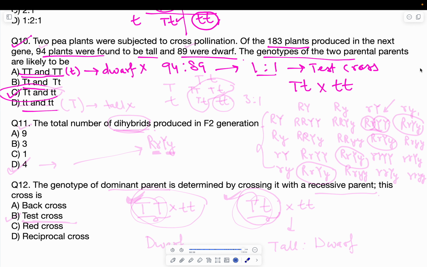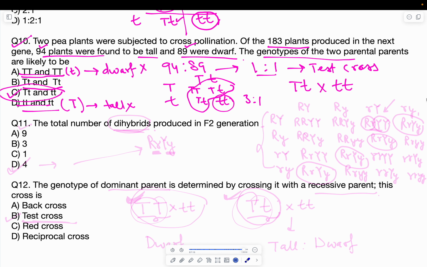In this case, if you try to find out the possible genotypes, most of the plants will be tall, so the ratio will come out to be 3:1, right? But your plants are not following the ratio of 3:1. In this case, it doesn't have a dominant allele, so no tall plants are possible. Again, we'll rule out this option. So the answer is this.